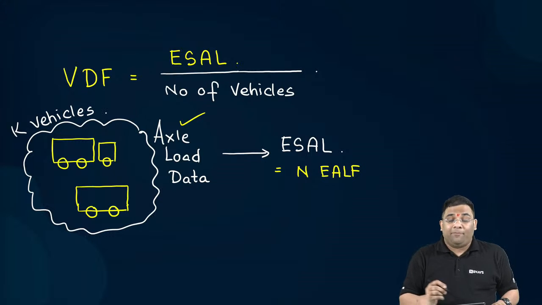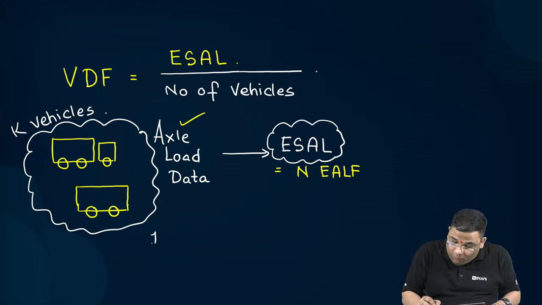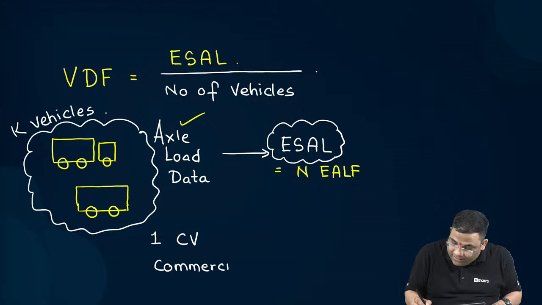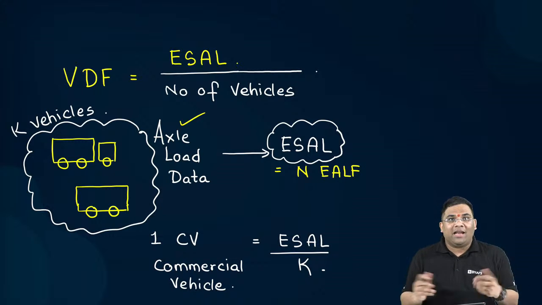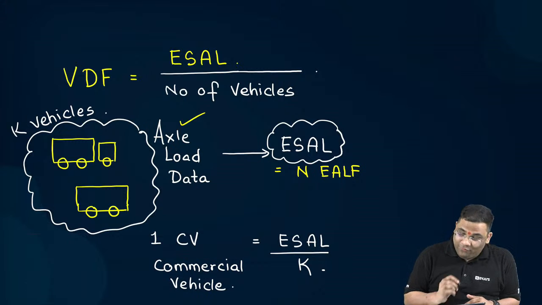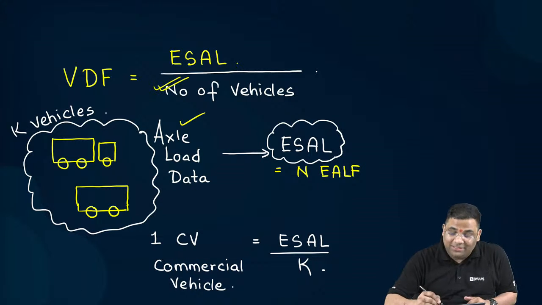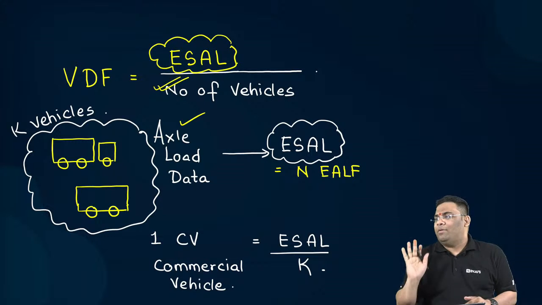If K vehicles are producing this many equivalent standard axle loads, then one commercial vehicle, CV, is what? Whenever I say vehicle, that is commercial vehicle only, okay? So one commercial vehicle will produce how many standard axle loads? That will be ESAL divided by K. Understood this fact? If we have the number of vehicles, you find out the equivalent standard axle loads and just divide by the number of vehicles.